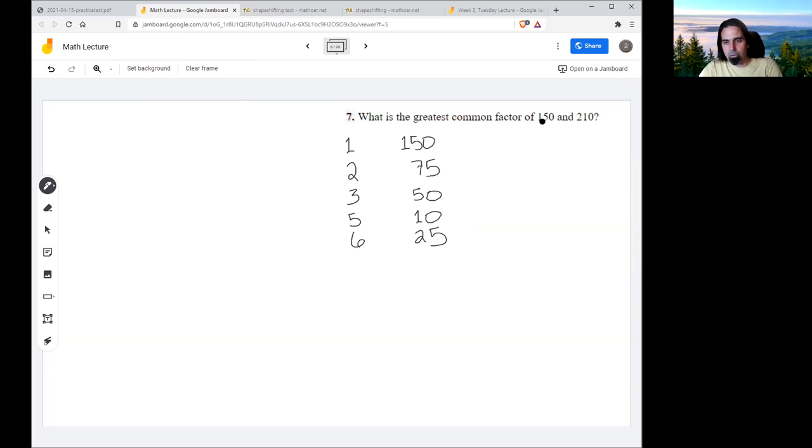Does 9 work? If I add up the digits, 1 plus 5 plus 0, I get 6. Does 9 go into 6? No. And whoops, I did the wrong thing. I'm thinking 5 times 10, and it's wrong. It's 5 times 15. Yell at me when I make a mistake. Okay. No, it's 5 times 30. Okay, there we go. So 9 doesn't work. Does 10 work? Yep, it's 10 times 15.